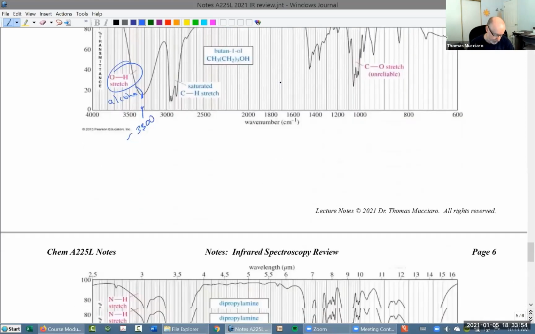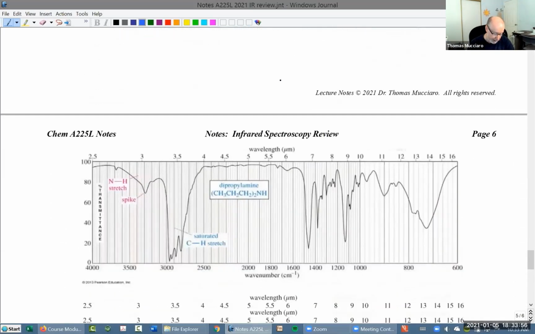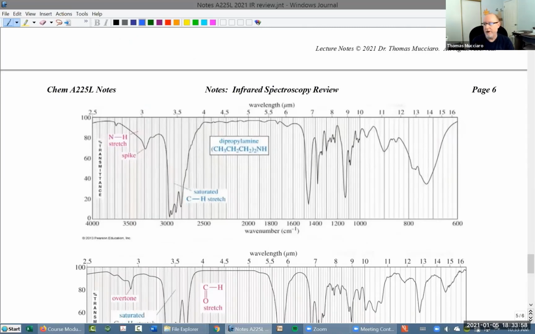Amines: nitrogen and oxygen are almost the same weight, okay? And their bond strengths are a little bit different. And so the NHs come in almost the same place, but with NHs, you get a sharp spike. And usually, if it's got one hydrogen, there's one spike. If it's got two hydrogens, there's two spikes, okay?